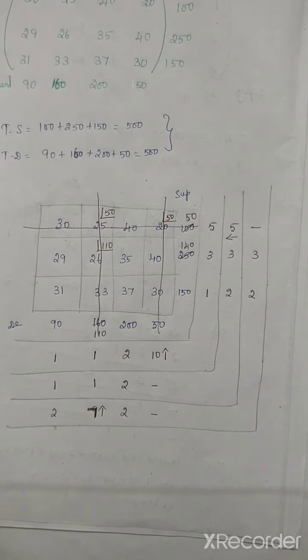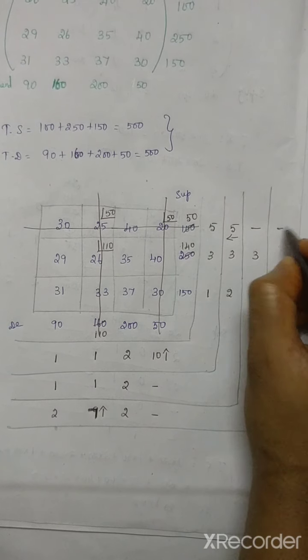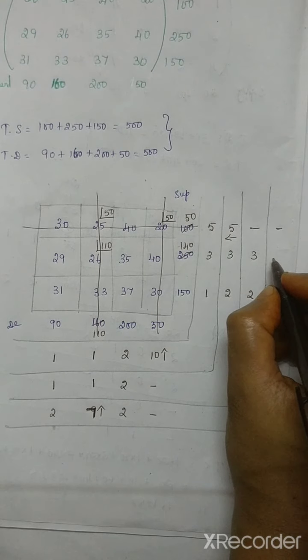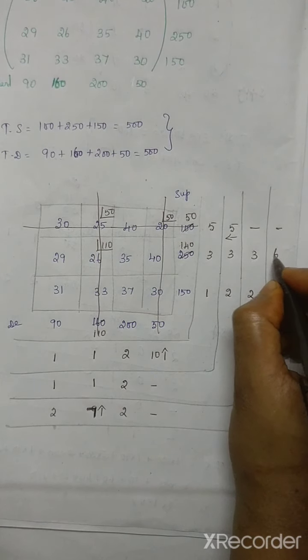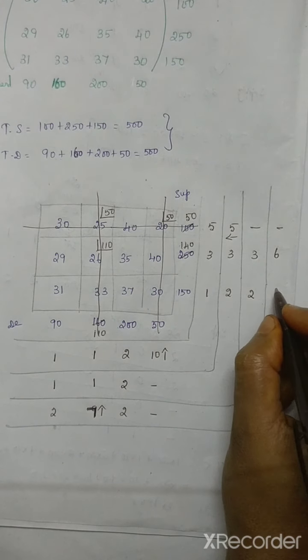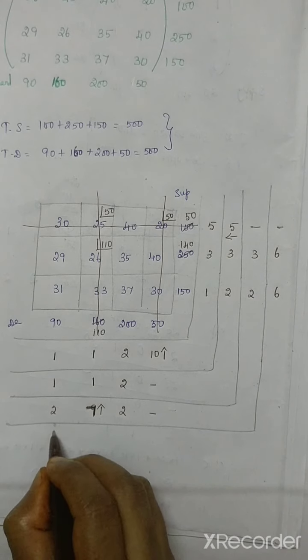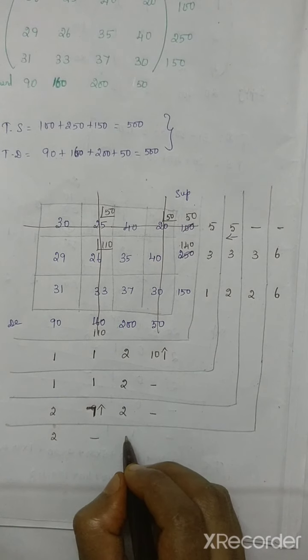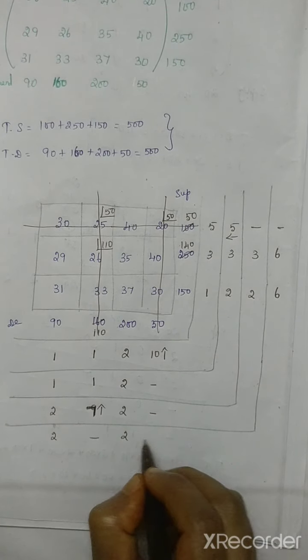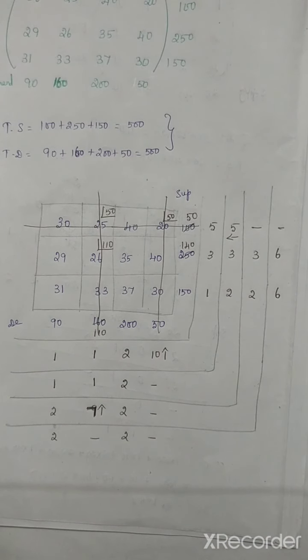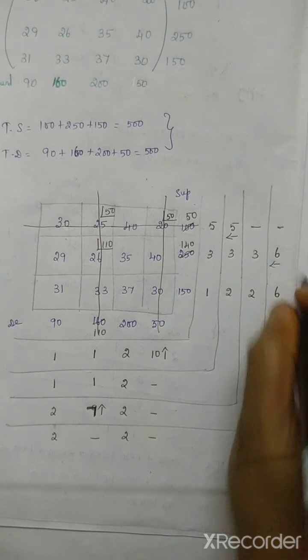So for the next penalty, this will be dash. For this 29 and 35, the difference is 6. 31 and 37, here also the difference is 6. 29 and 31, 2. For this you have to put dash. 35 and 37, 2. For this also dash. So 6 is the maximum penalty. So you have to choose the first 6.